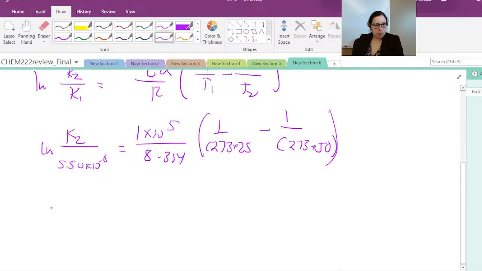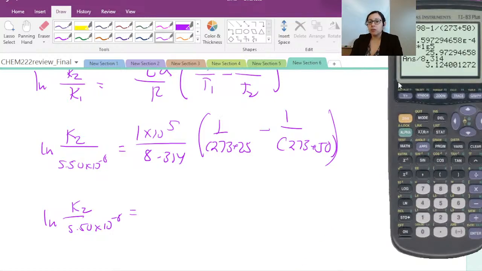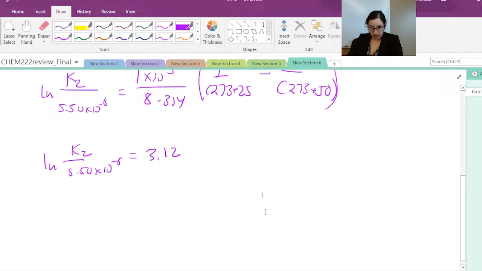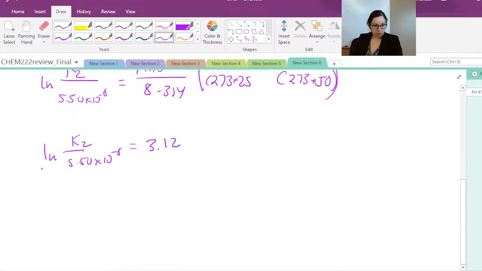All right, and double check the math, but right now I'm here. K is equal to 3.12 roughly. Does that sound about right? Okay. And then remember, to get rid of the natural log, you take each one to the e power now.